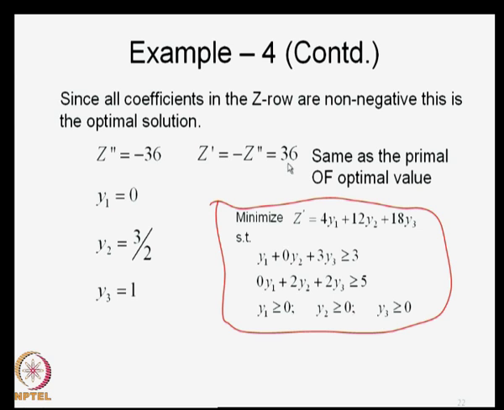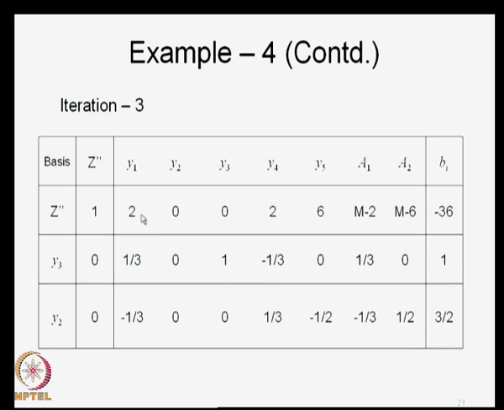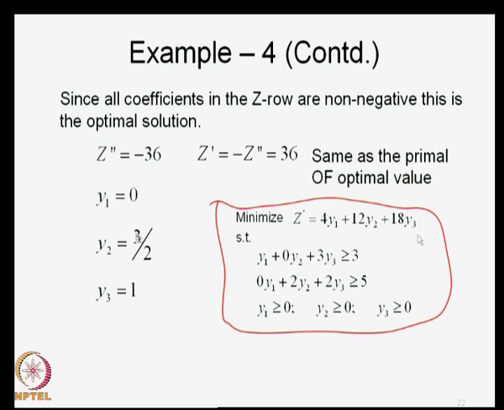This optimal objective function value here is the same as the primal objective function value when the optimal solution had been reached. This is the first conclusion that we draw: when you solve the dual of the problem, the objective function value will be the same as the optimal objective function value of the primal solution. Then you got the solution y 1 is 0 because it is not in the basis, y 2 is 3 by 2 and y 3 is 1.